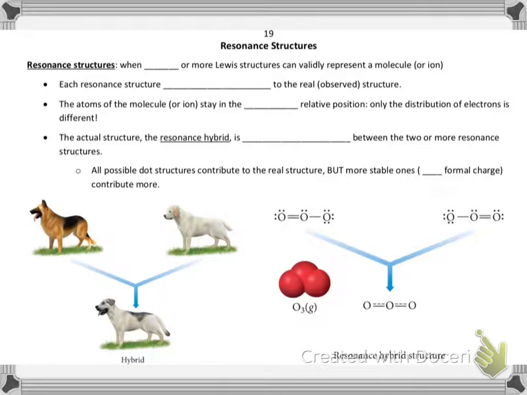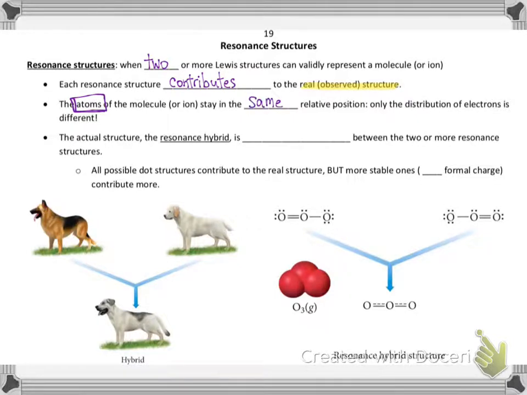There are certain molecules, and SO2 is one of them, where there's more than one completely valid Lewis dot structure. The crazy thing is, each one of those valid Lewis dot structures contributes to the real or observed structure. In resonance structures, it's important to recognize all the atoms are in the same place. Remember, when we were looking at SO2, the sulfur and the 2 oxygens didn't change place. So they all stay in the same relative position. It's the distribution of electrons that's different.